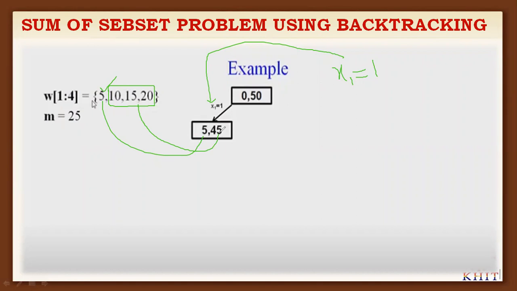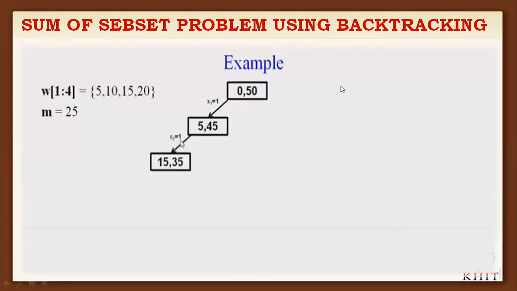So initially I have selected the first item. Now let me select another item. Next, I have selected the second item. X2 equal to 1, the second item is also selected. So here x1 equal to 1, the first item is already selected, and x2 equal to 1, the second item is also selected.